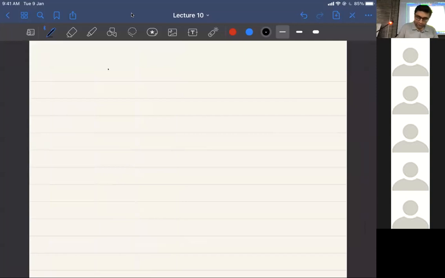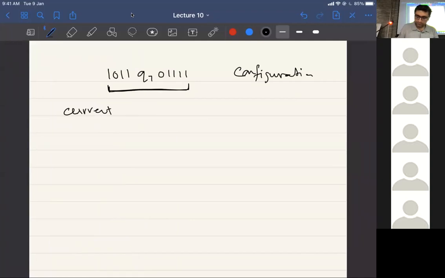So I say that the configuration is 1011Q701111. Okay. So this is called a configuration. This configuration tells us something. That is, the current state is Q7. The machine is in state Q7. And it has already read these symbols. So if it is at block one, block two, block three, block four, then it has already read those, so it is in block number four.